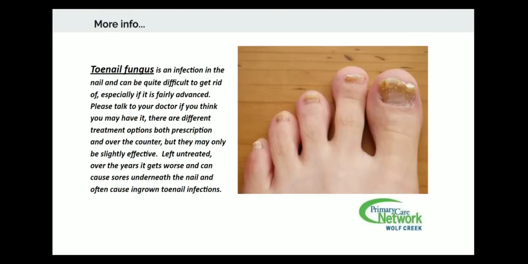So what is toenail fungus exactly? It is an infection in the nail, and it can be quite difficult to get rid of, especially if it's fairly advanced. So please talk to your doctor if you think you may have it. There are different treatment options, both prescription and over the counter, but they are not super effective. But it is worth treating, because if it is left untreated over the years, it does spread and it gets worse, and it can cause sores underneath the nail and often does cause ingrown toenail infections.